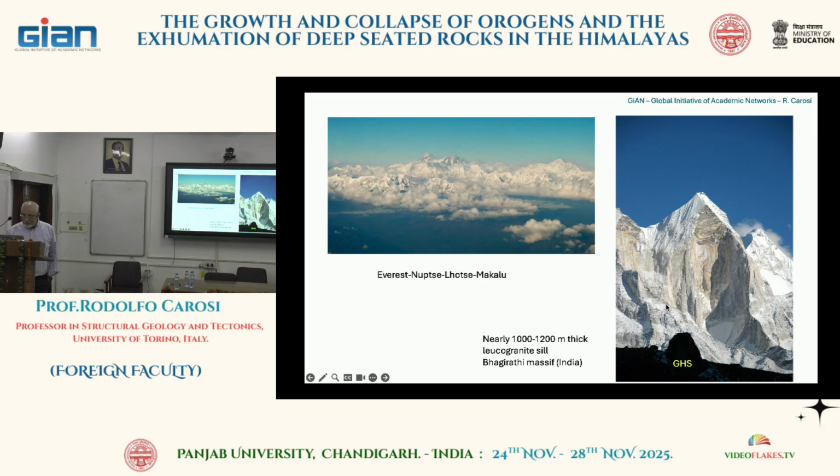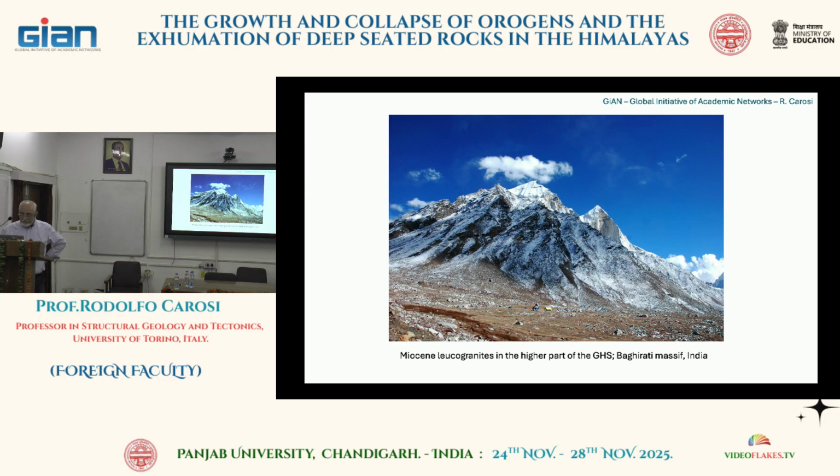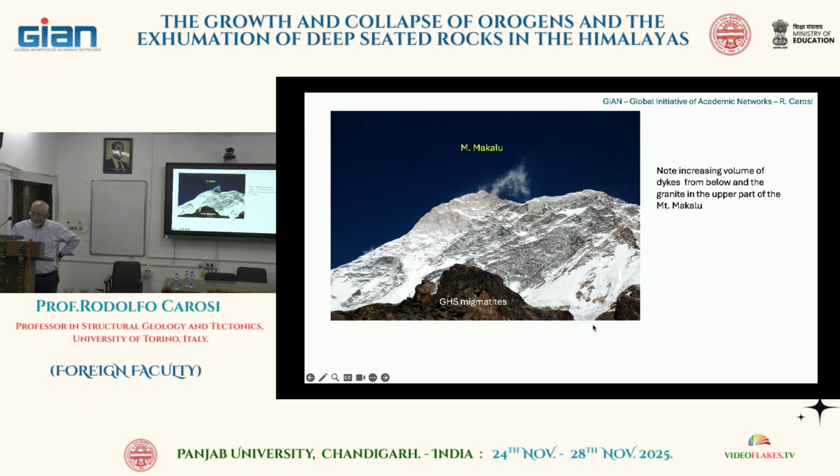Here you can see a big leucogranite sill in Bhagirathi. It is more or less Tethyan rocks, Greater Himalayan sequence, and in between there is a big sill. This is a horizontal attitude of this sill. Okay, this is Bhagirathi Massif, our camp some years ago, and a lot of rocks and a lot of moraines, more or less.